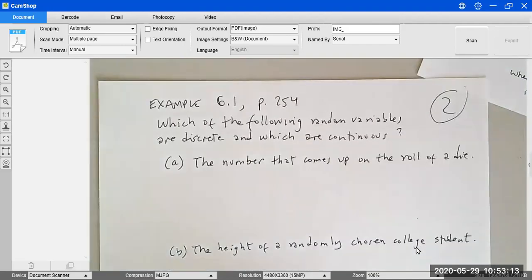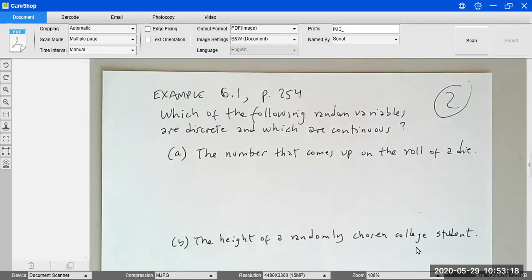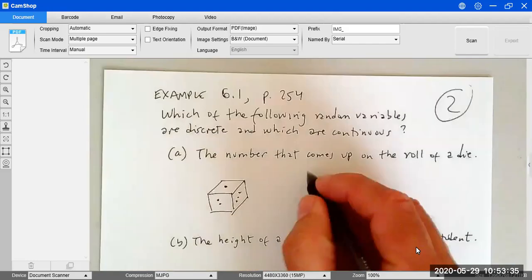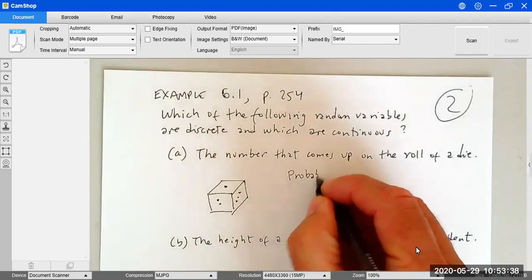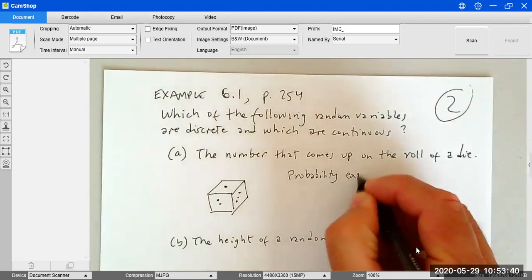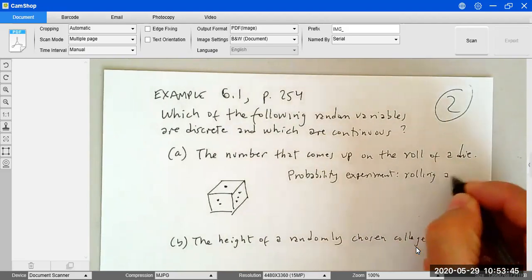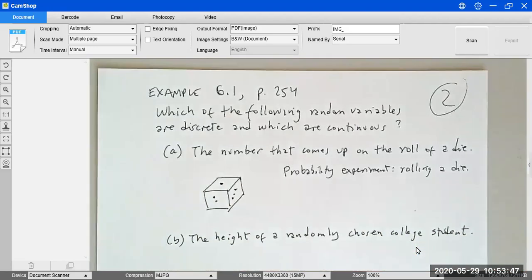So we have here, first, when you are rolling a die, you know that you have numbers that you're going to obtain from here. So the probability experiment is just rolling a die. That's the probability experiment.